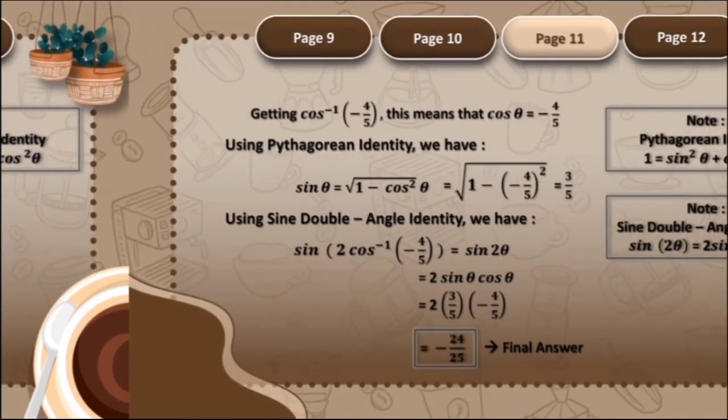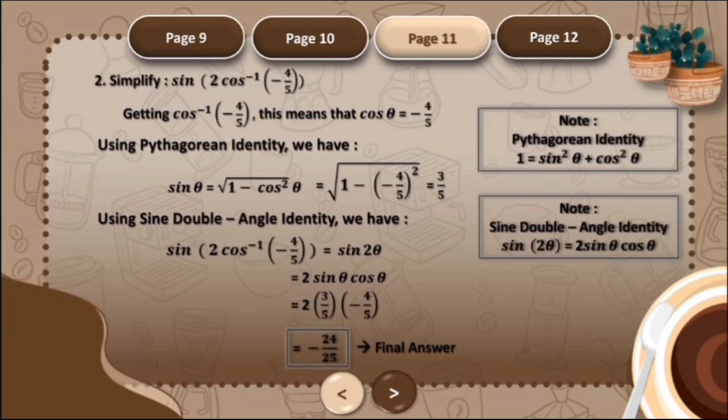And now, let's proceed to example number 2. Simplify sine 2 cosine inverse the quantity of negative 4 over 5. Getting cosine inverse the quantity of negative 4 over 5 means that cosine theta equals negative 4 over 5. Using the Pythagorean identity, we have sine theta equals the square root of 1 minus cosine squared theta. We just have to substitute the given, and we'll get the square root of 1 minus the quantity of negative 4 over 5 squared. Using your scientific calculator, simplify it and the answer will be equal to 3 over 5.